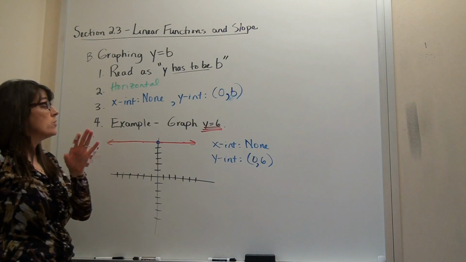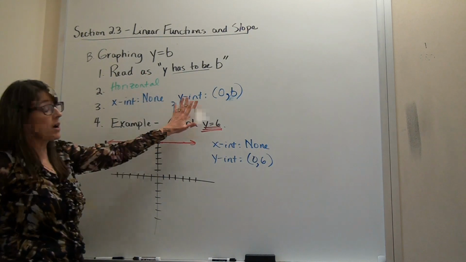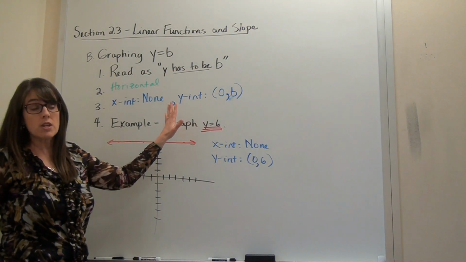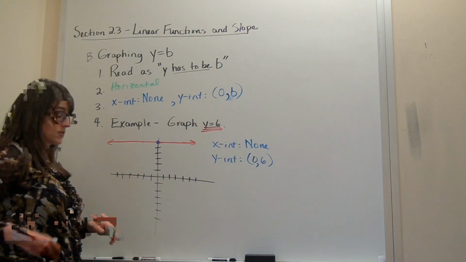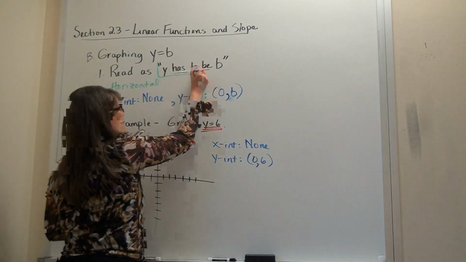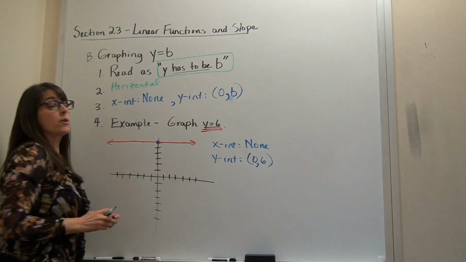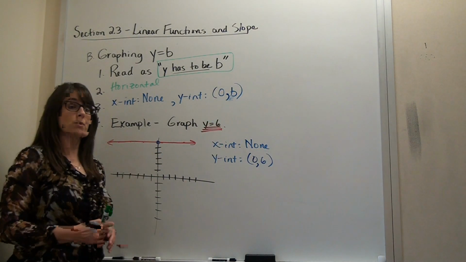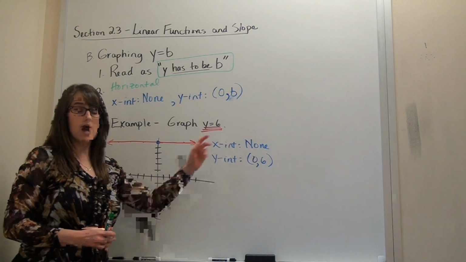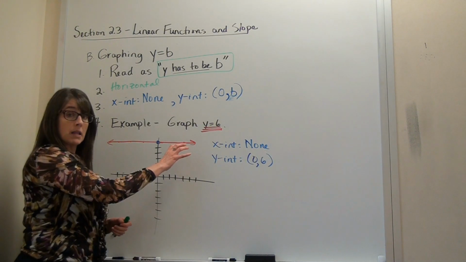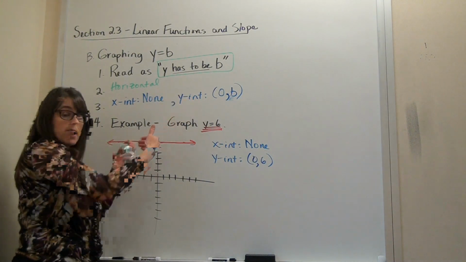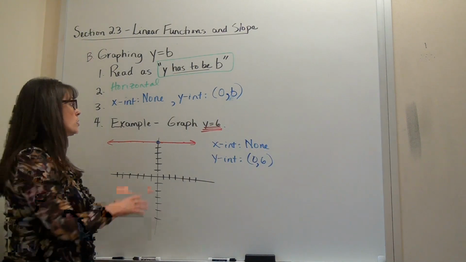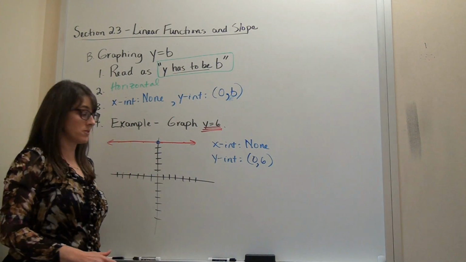And I will tell you that all of this stuff right through here, I don't have any of it memorized. The only thing that I have memorized is this phrase right here: I know how to read my equation. So whenever I take a look at these equations, I always read it as y has to be 6. When I read it that way, I can generate my line, and then all this information here I can pull from the picture. So you don't have to have any of this stuff memorized.